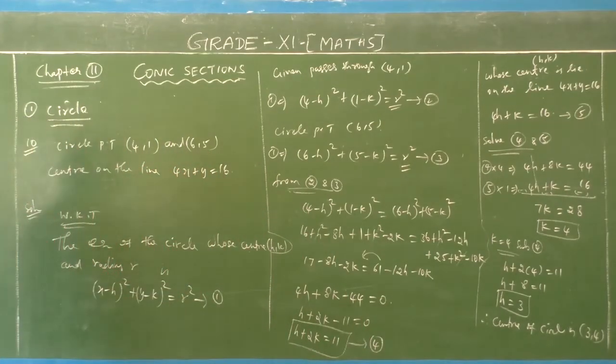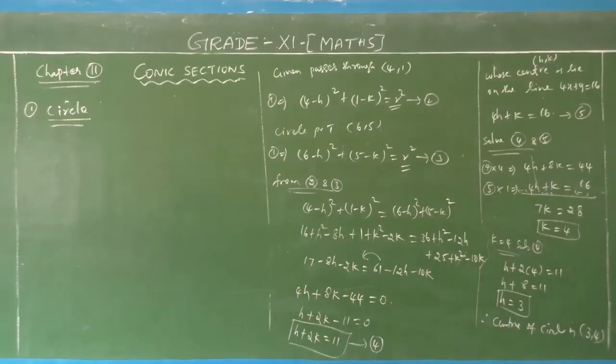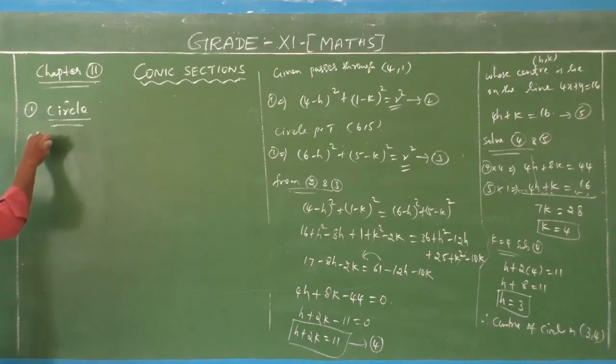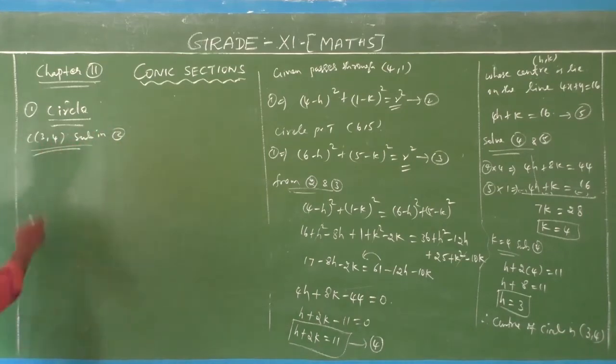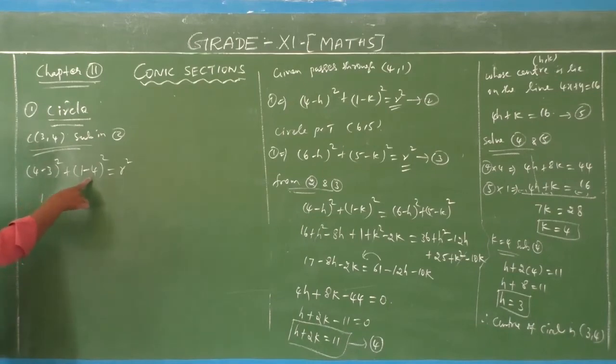Okay. We have the center of the circle, (3, 4). Substitute in equation number 1, 2 or 3. Equation number 2: (4 minus h), h is 3, so (4 minus 3) the whole square, plus (1 minus k), k value is 4, so (1 minus 4) the whole square, equals r square. 4 minus 3 is 1, 1 square is 1. 1 minus 4 is minus 3, minus 3 the whole square is plus 9. So r square equals 10, and the r value is root 10.